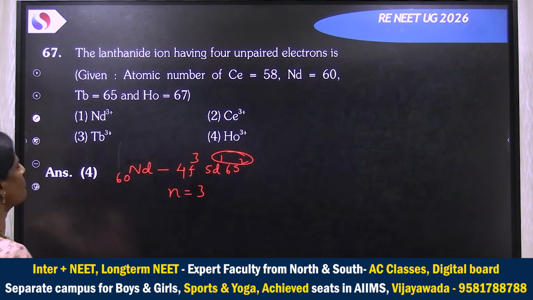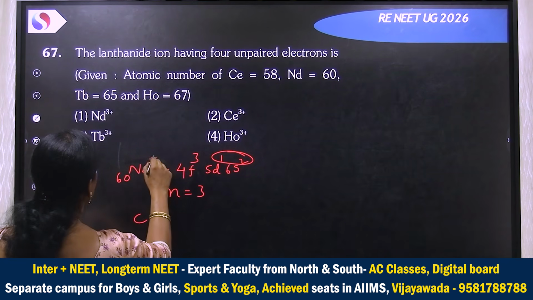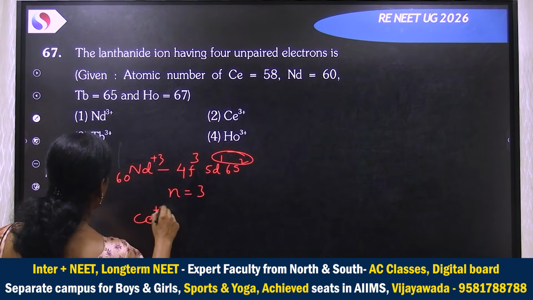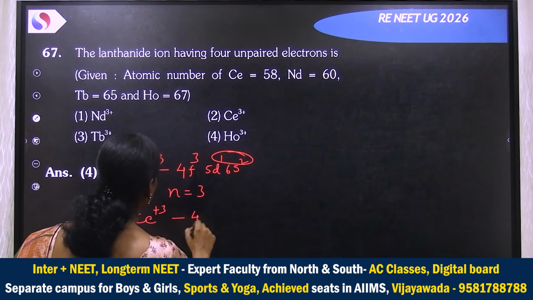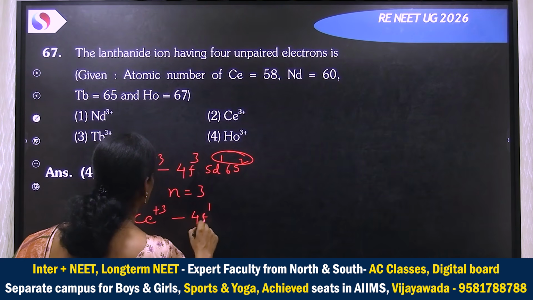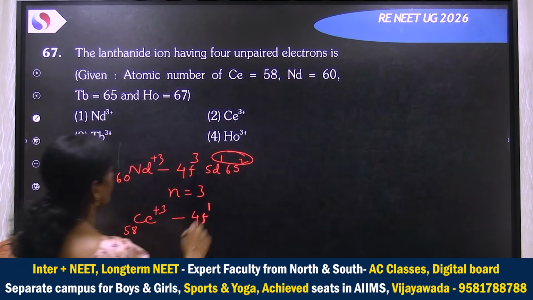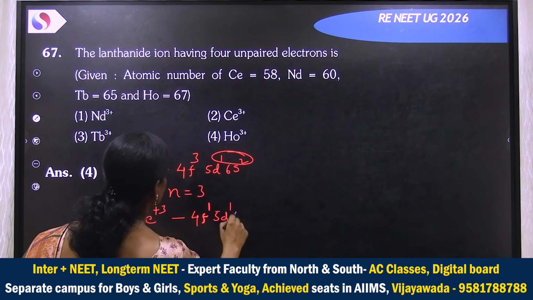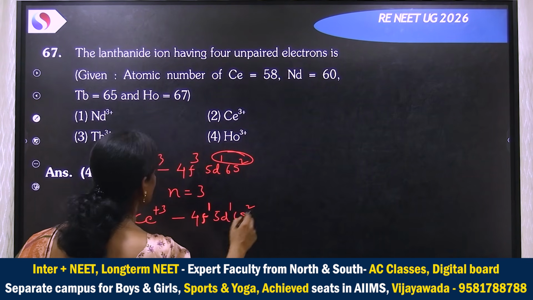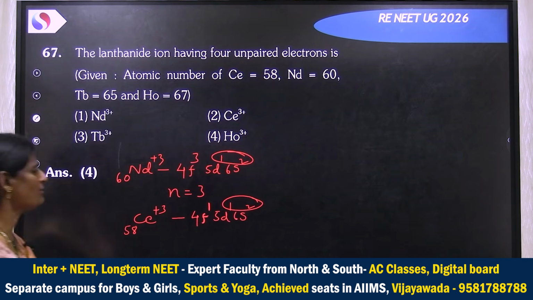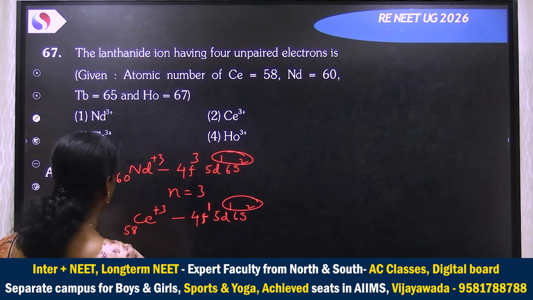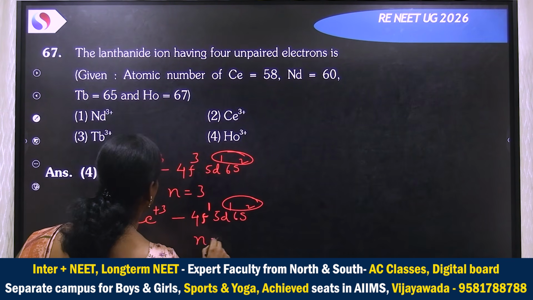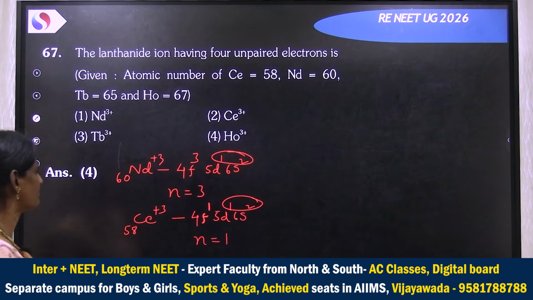And coming to cerium plus 3, atomic number 58. 58 means the outermost configuration is 4f1, 5d1, 6s2. So after losing 3 electrons, 2 electrons from the s subshell and 1 electron from the d subshell, only 1 electron is remaining in the 4f orbital. So here there is only 1 unpaired electron.